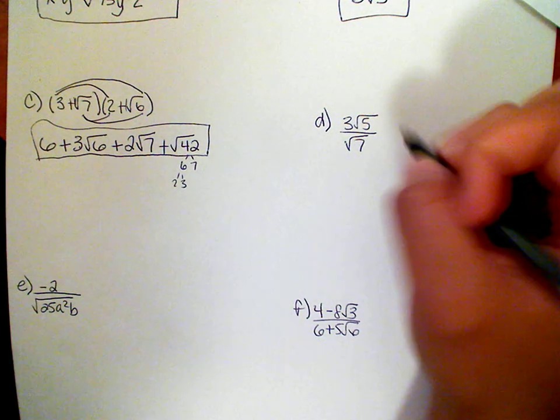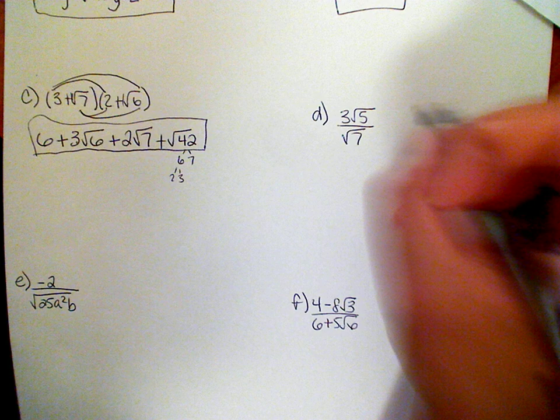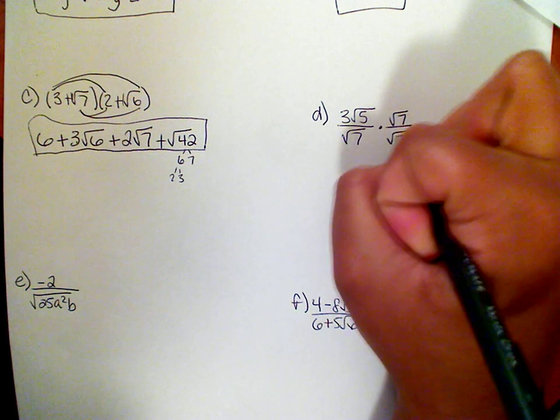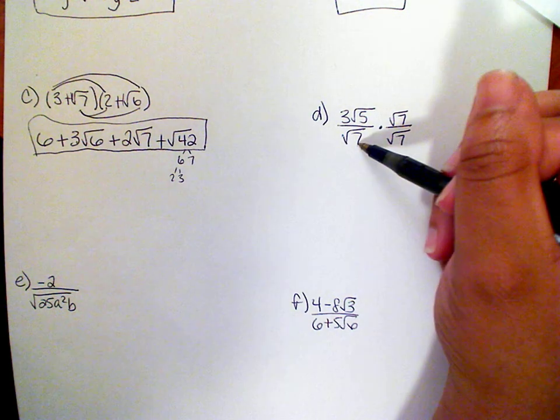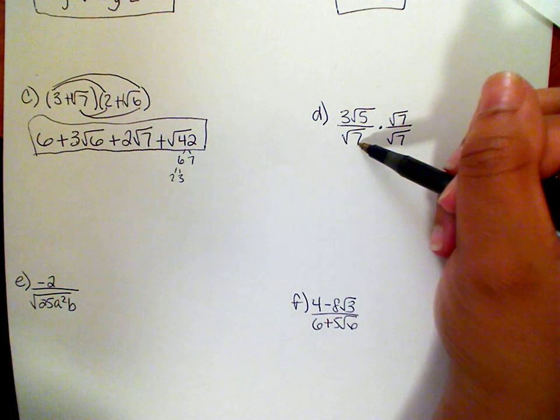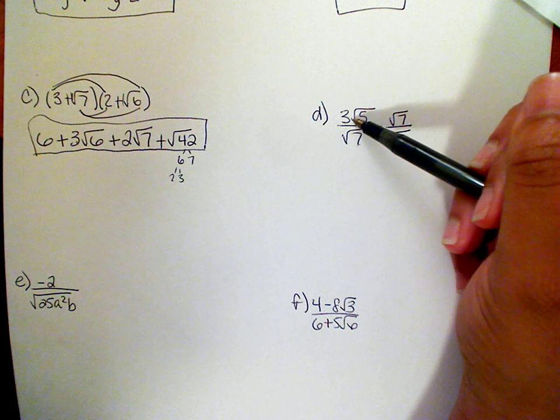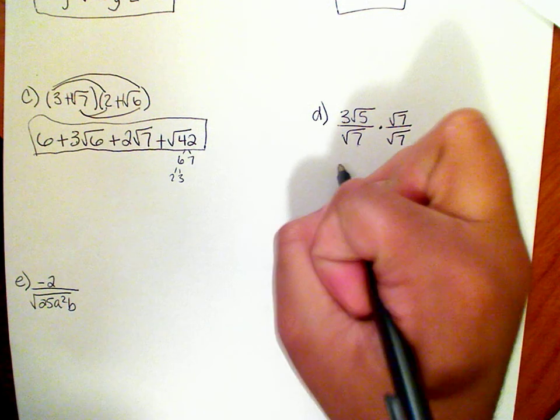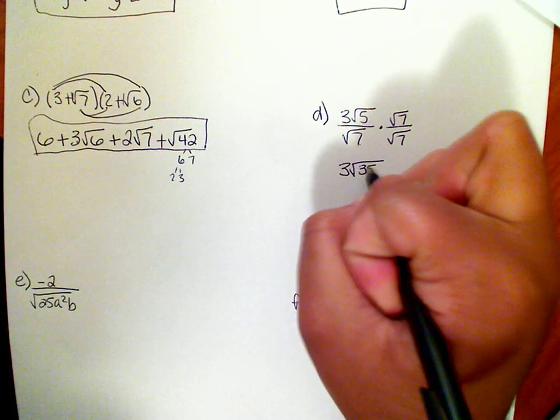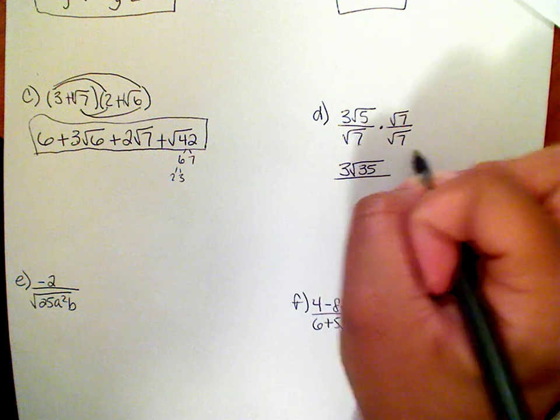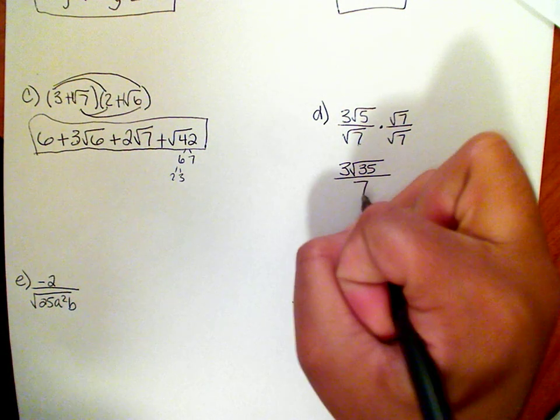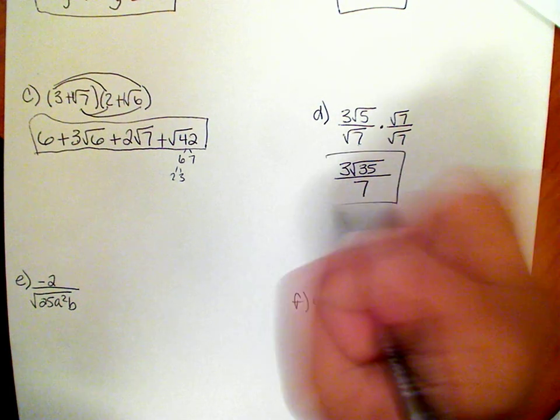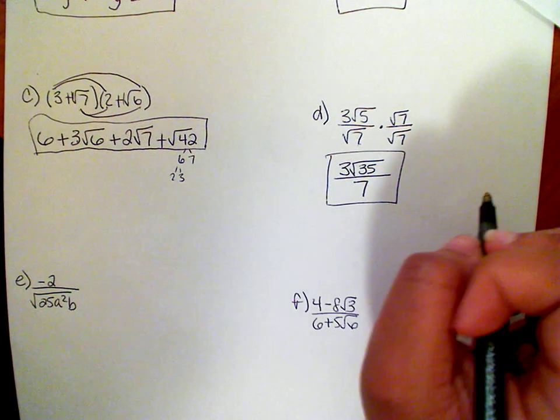So when we are dividing radicals, we cannot have a radical in the denominator, so we have to rationalize by multiplying by square root of 7 over square root of 7, because we want to get rid of this radical in the denominator. So 3 times the square root of 5 times the square root of 7 gives us 3 square root of 35. Square root of 7 times the square root of 7 gives us 7. We can't break down the square root of 35, so that is our final answer.